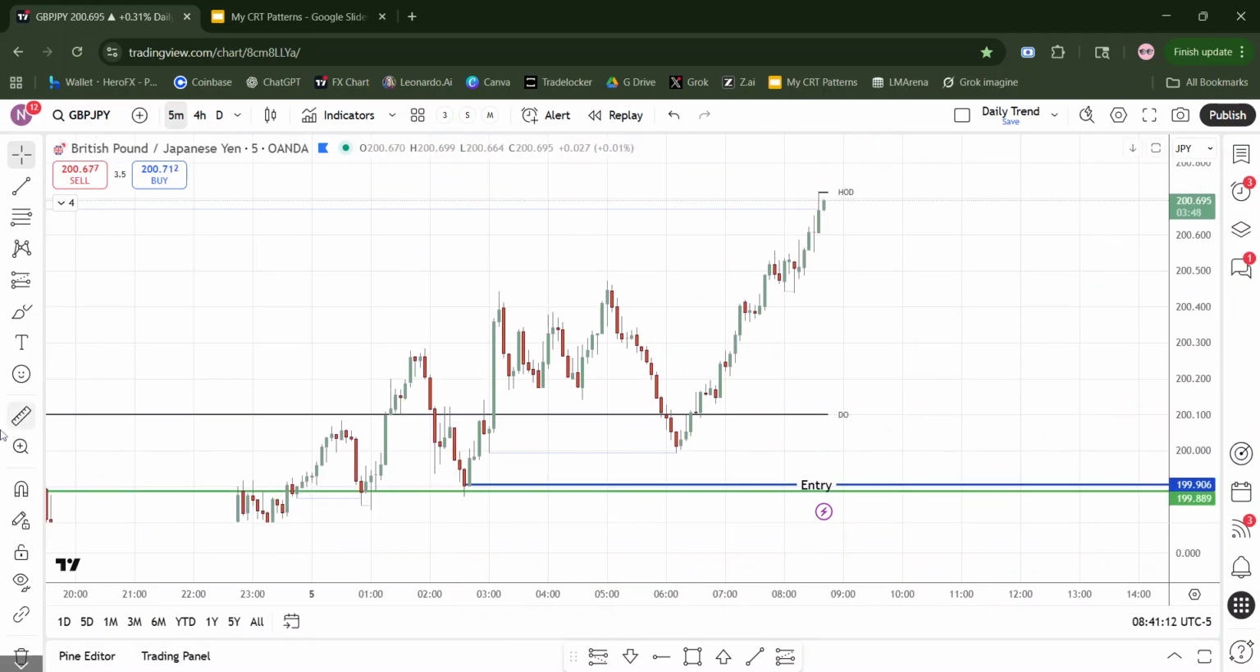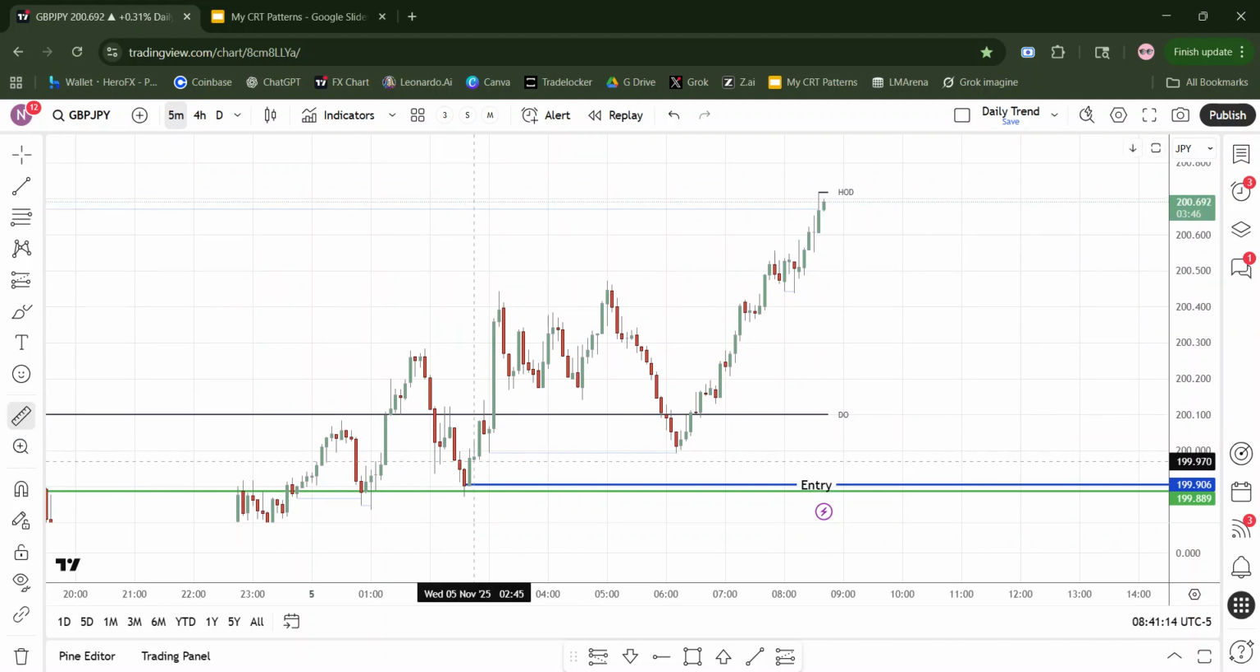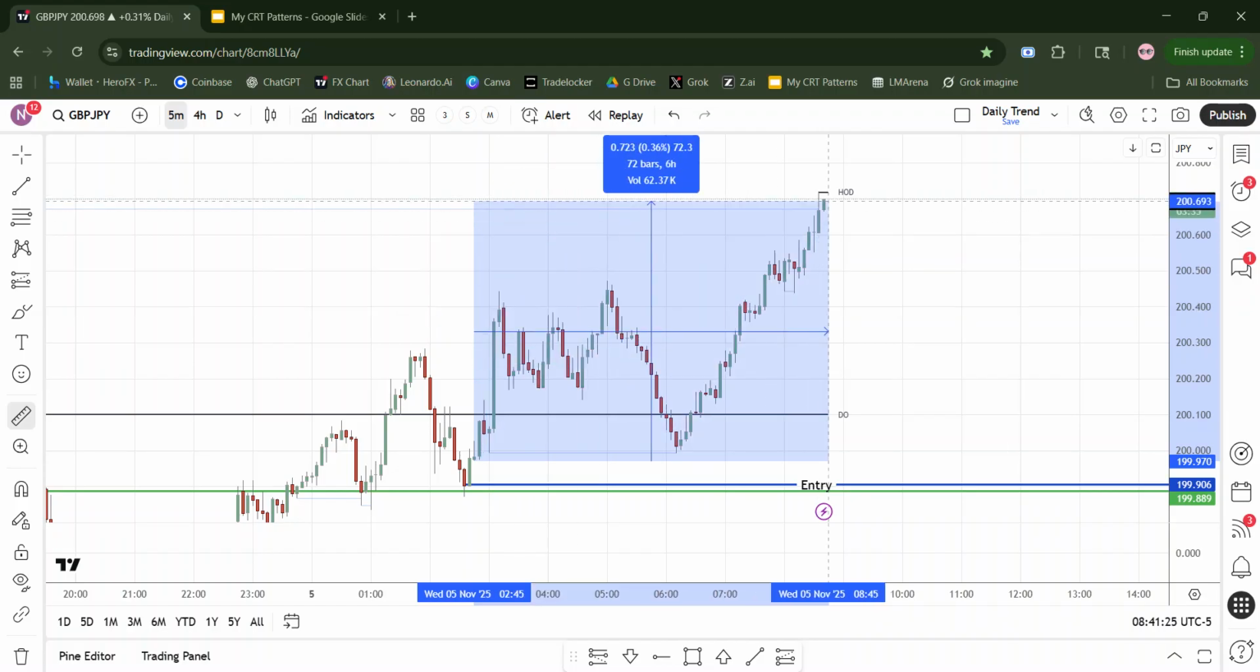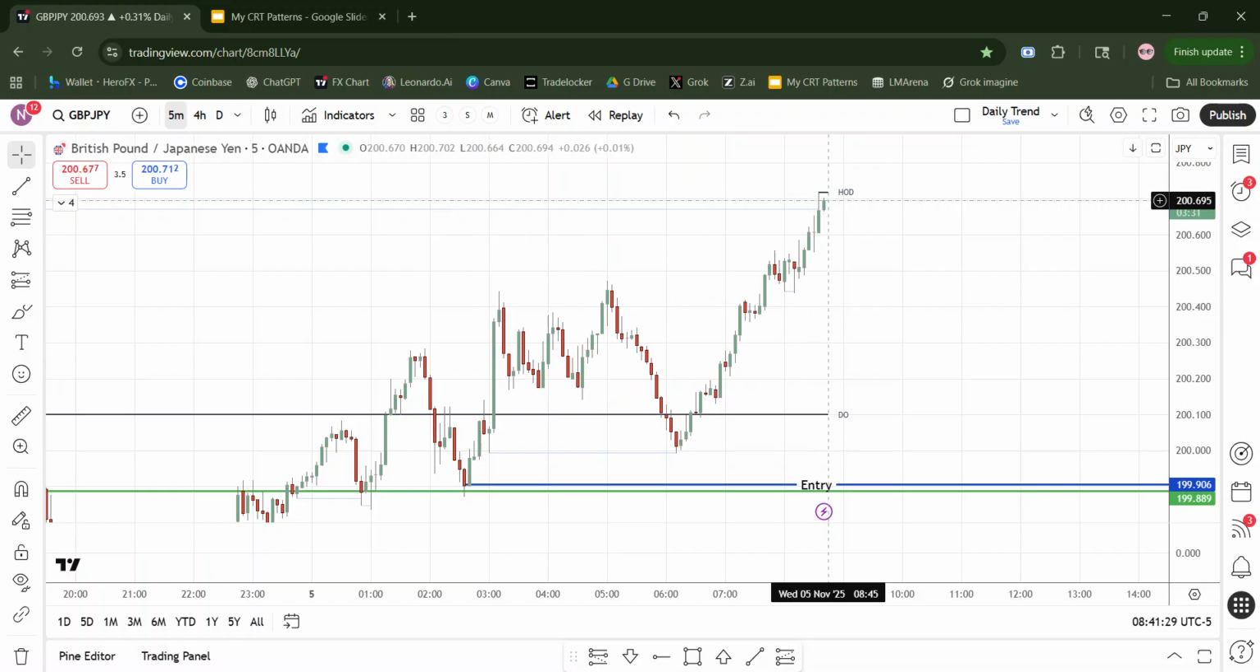From this entry, let's just say right here, that was like 30, 40 pips in like 30 minutes. I mean, you've got to be kidding me. And right now, if I'd held on, that'd be 72 pips. So, it's an easy enough trade.